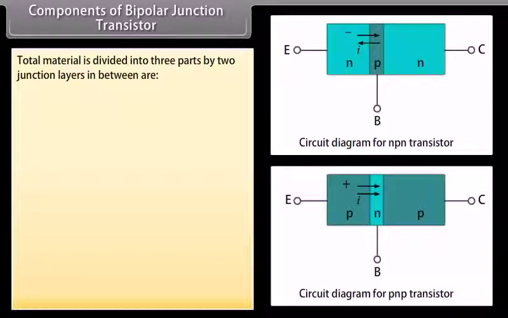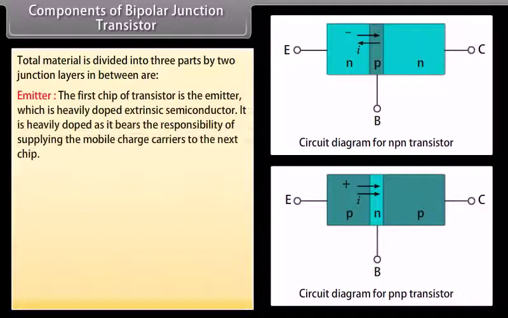Components of bipolar junction transistor. The total material is divided into three parts by two junction layers in between. Emitter: the first chip of the transistor is the emitter, which is a heavily doped extrinsic semiconductor. It is heavily doped as it bears the responsibility of supplying the mobile charge carriers to the next chip.